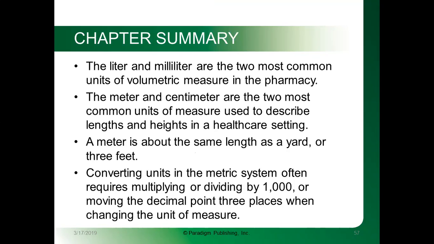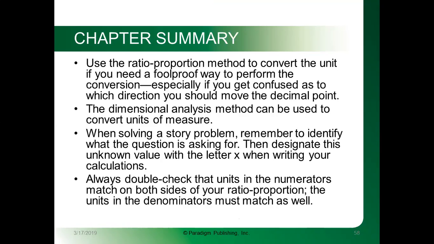Converting units in the metric system often requires multiplying or dividing by 1,000, or moving the decimal point 3 places when changing the unit of measure. Use a ratio proportion method to convert the units if you need a foolproof way to perform the conversions, especially if you're getting confused as to which direction you should move the decimal point. The dimensional analysis method can also be used when converting units of measure.